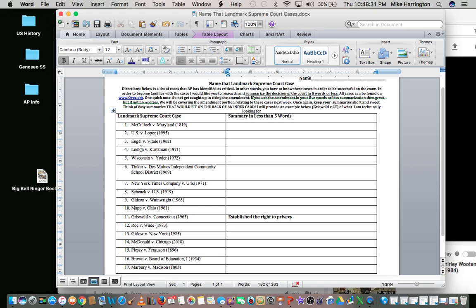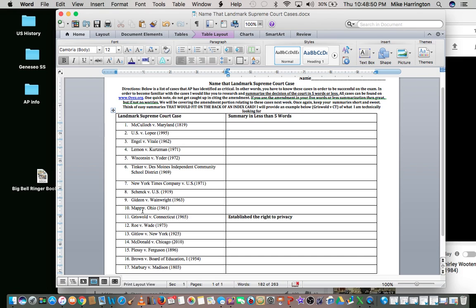So what we're basically trying to do is mimic that TV show and this idea where I don't want a long-winded explanation of this case. I don't care about that. What I want is something very short and sweet that could fit on the back of an index card so you could use it and study for the exam as well. So I'm looking for 5 words or less.